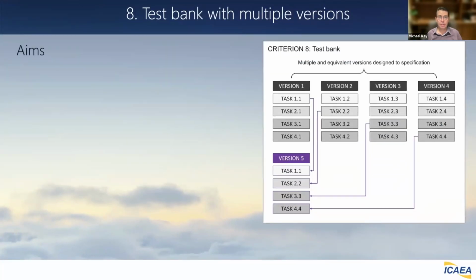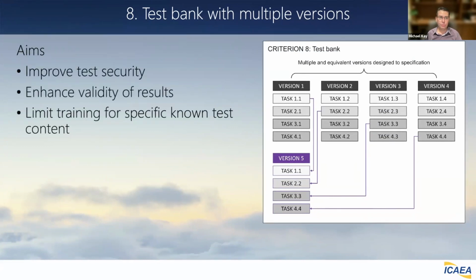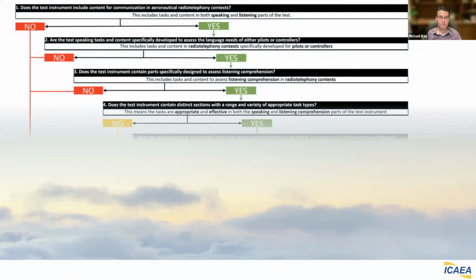The last one here is having multiple versions available. That, of course, improves, it's not really about test design, but we included it because it improves the security of the test. It also enhances the validity of the result. If a test is only with, let's say, 3 or 4 versions out there in a large population of test takers, they're very quickly going to become familiar with that content.